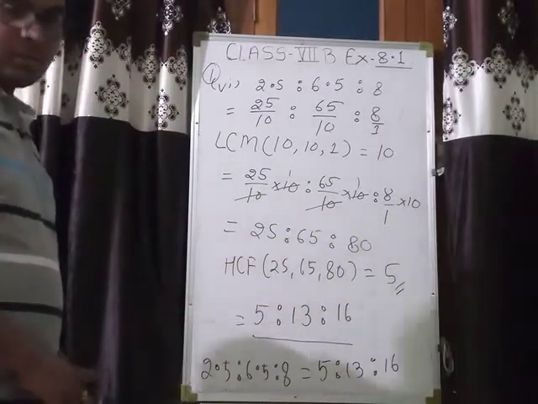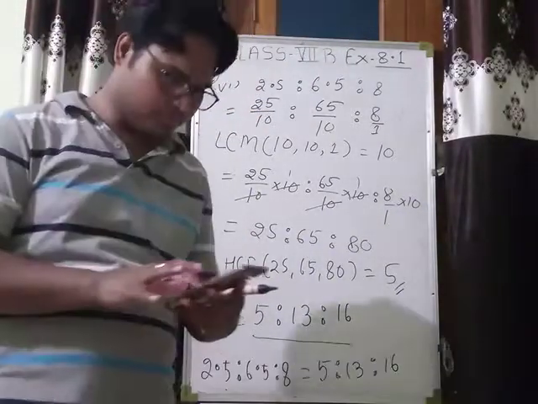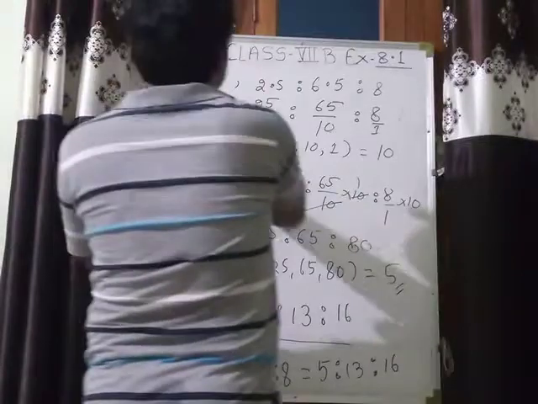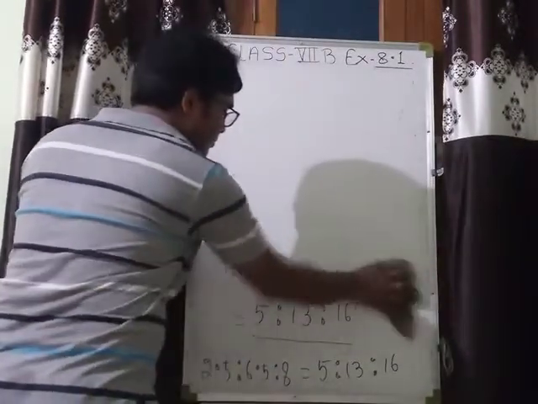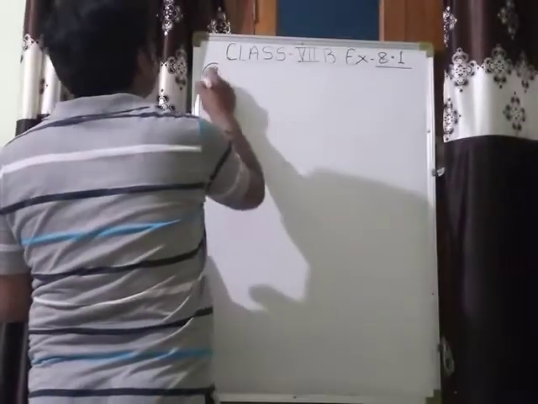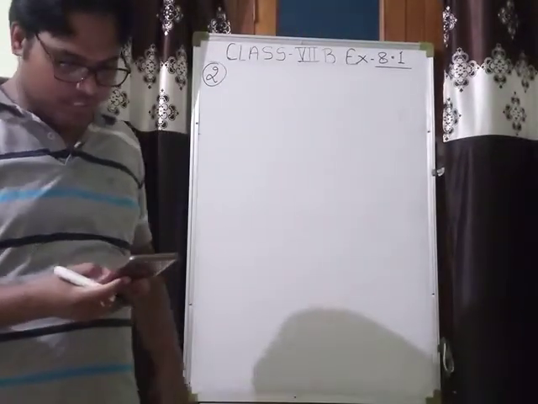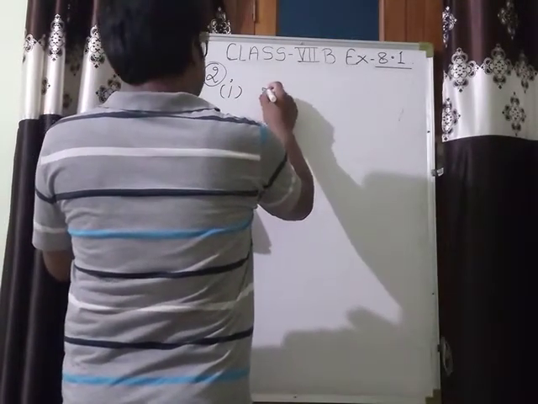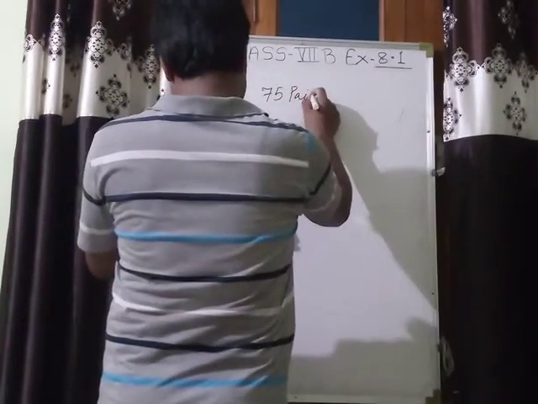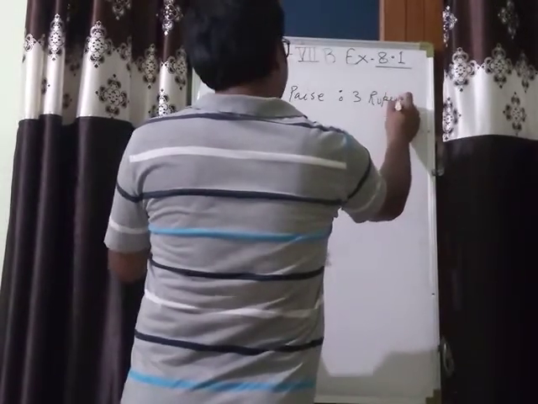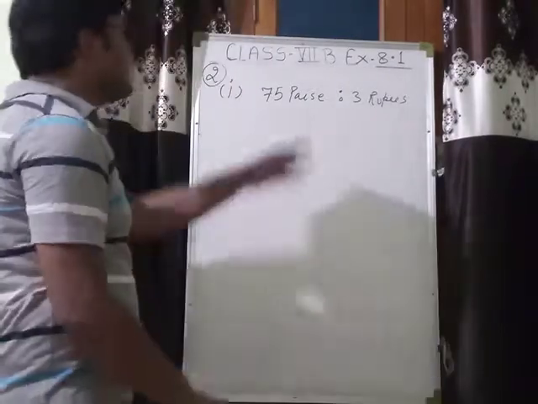Okay, now these are important questions from question number first. Now I am going to solve question number second. Question number second is: express each of the following ratios in simplest form. First, 75 paise is to 3 rupees. Okay, I told you that the units of both must be the same.